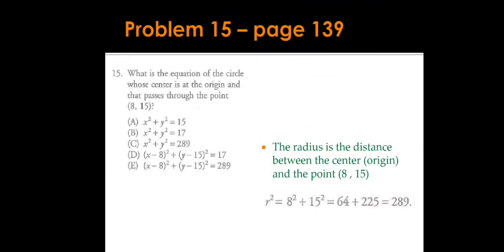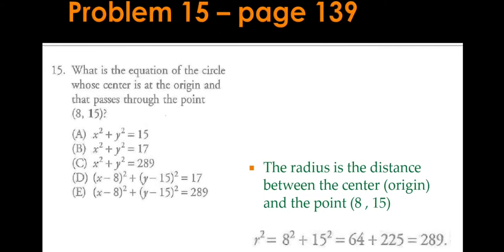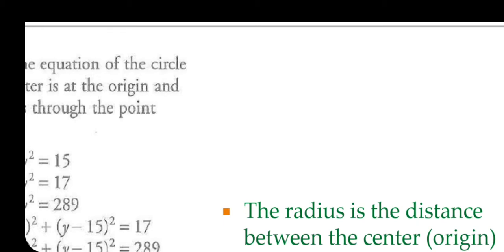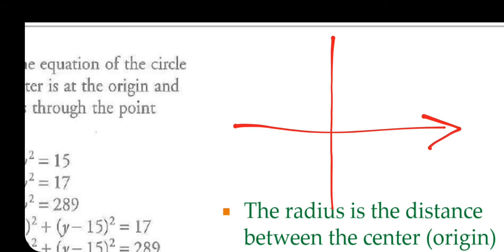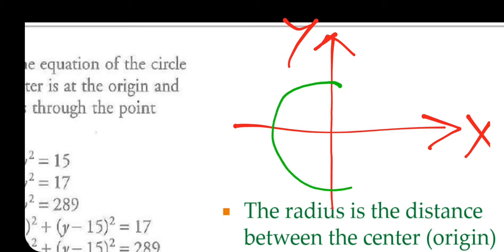Last question, question number 15. What is the equation of the circle whose center is at the origin and it passes through the point 8, 15? So what do we mean? We have the xy coordinate plane. This is x and this is y. Now I want to find the equation of the circle whose center is at the origin. This is the origin here.